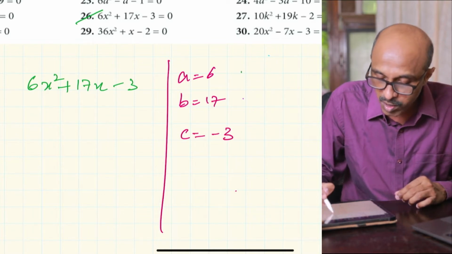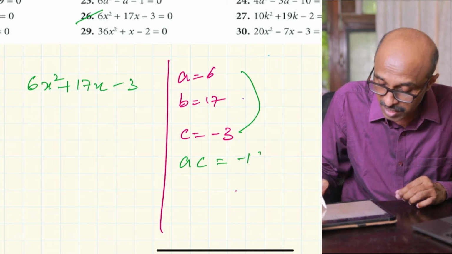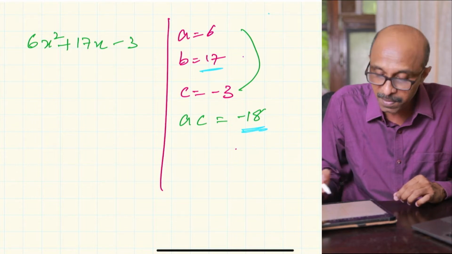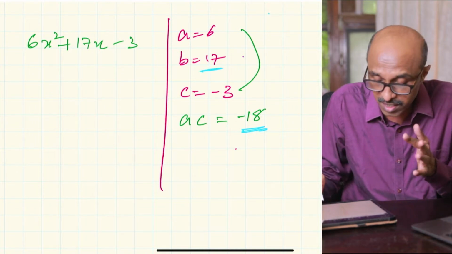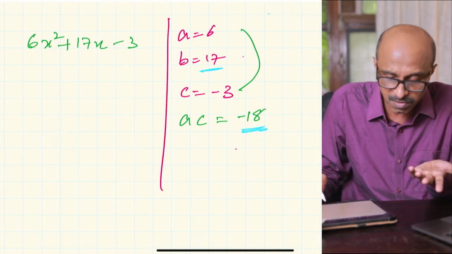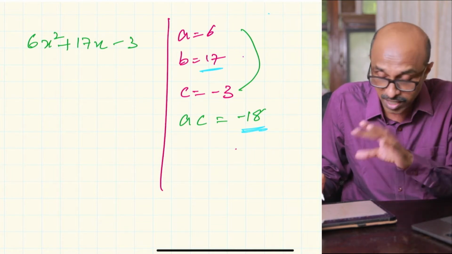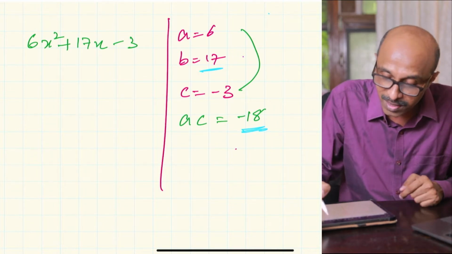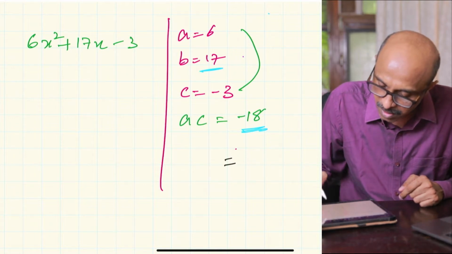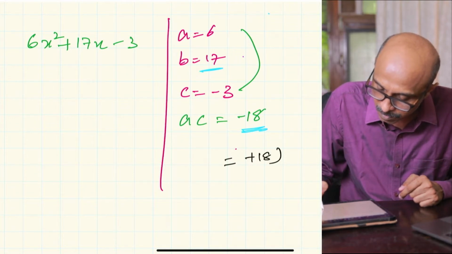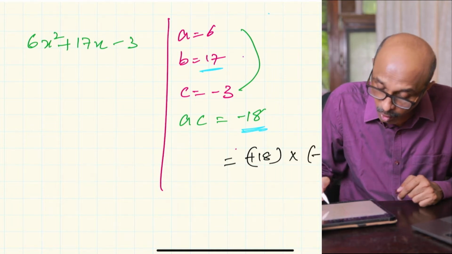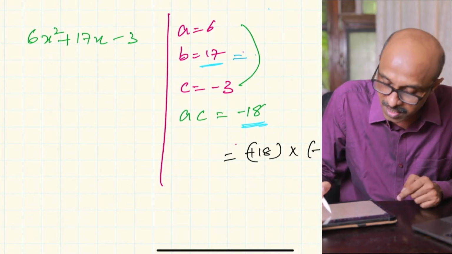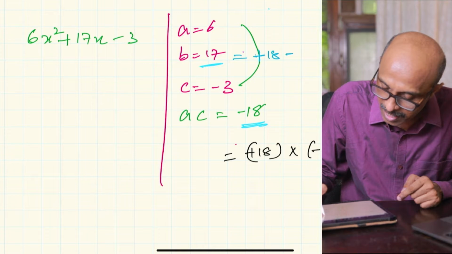And remember, the first thing to do was to find out ac. a times c happens to be negative 18. And our goal is to find factors of negative 18 that will add up to 17. Now, there are different possibilities, right? You have 3 and 6, with the correct signs: plus 6 minus 3, plus 3 minus 6, and then 2 times minus 9 and minus 2 times 9. But the one that is going to work is a positive 18 and a negative 1. Why is it going to work? Well, remember, it should add up to 17, because you have a positive 17 here, and you know that positive 18 is positive.